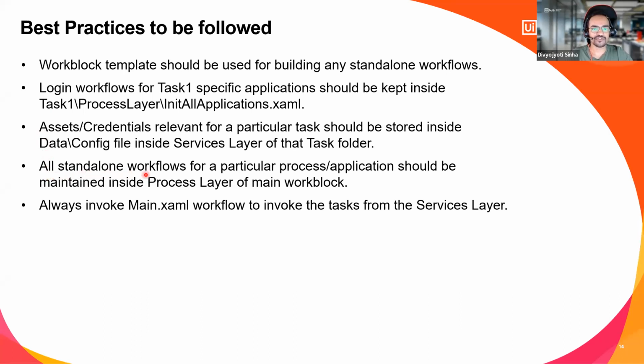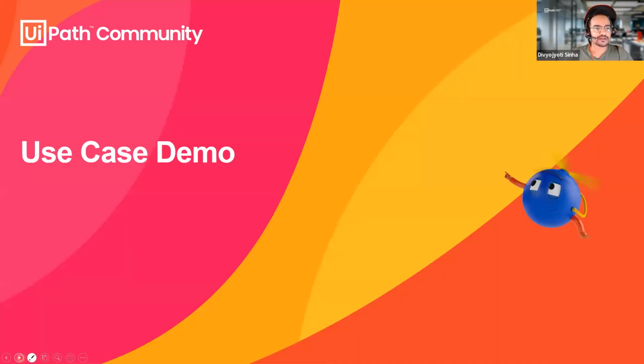All standalone workflows for a particular process or application should be mentioned inside the process layer. I was talking earlier about the process layer of the main work block: there you need to build your own folder structure for each of the sub processes you want to build, like for SAP or Oracle, right? And not inside the child RE framework. And you always need to invoke the main.xaml file while invoking the task from the services layer, right? These were a couple of best practices.